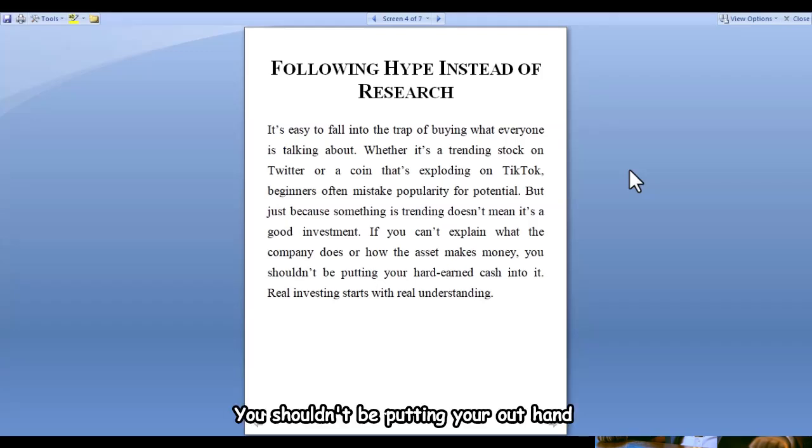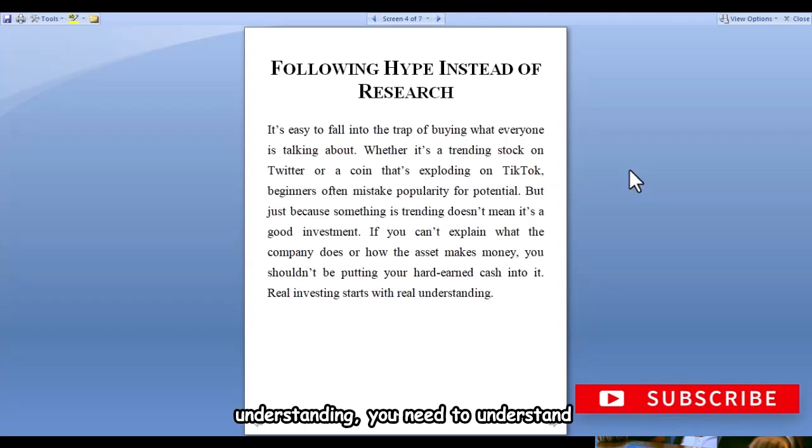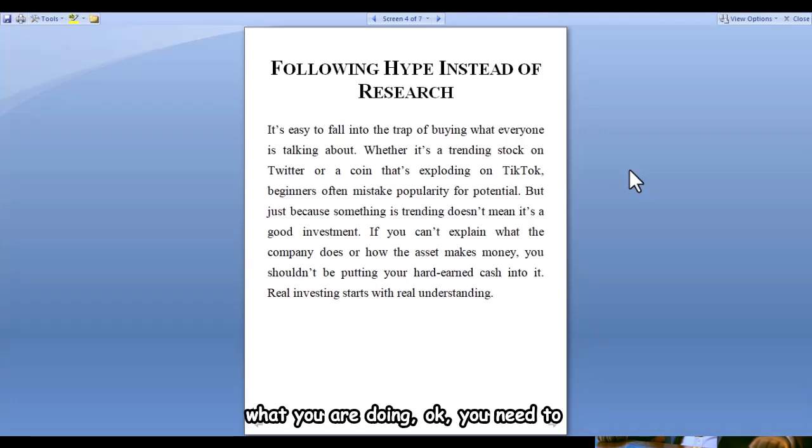So if you can't explain what the company does or how the asset makes money, you shouldn't be putting your hard-earned cash into it. So real investing starts with real understanding. You need to understand what you are doing. You need to have a deep knowledge about investing before you can invest. So now let's go to the next one.